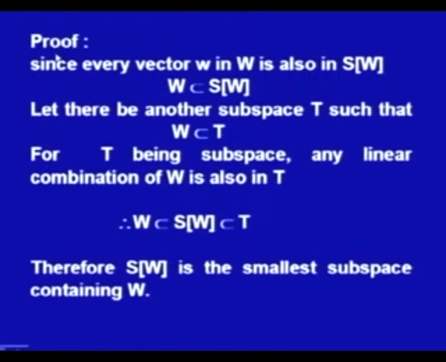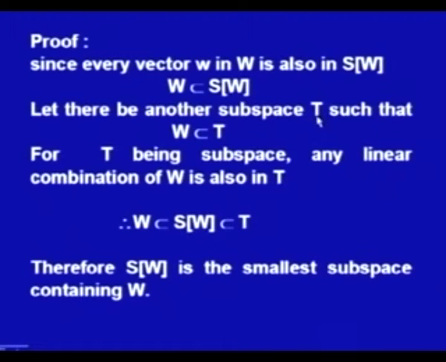Now, to prove this: every vector w in W is also in SW, because SW is the set of linear combinations of vectors of W. So this w in W will also be in SW, and that simply means that W is a subset of SW.